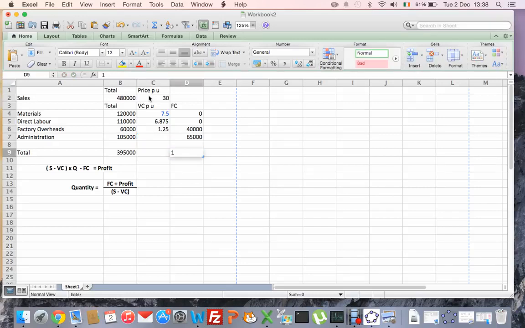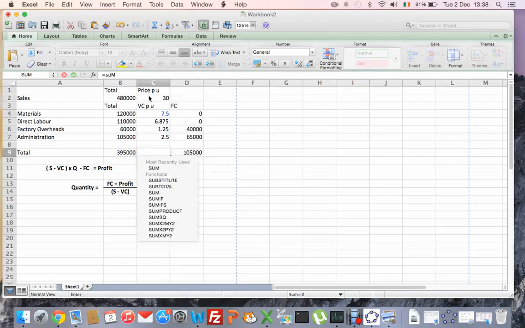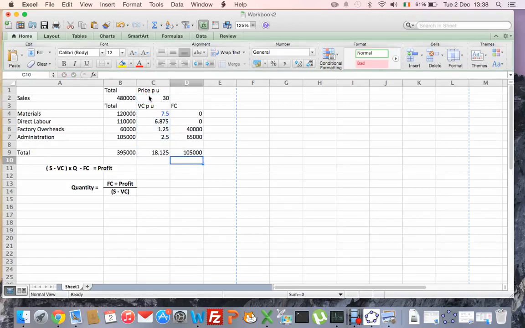So the total fixed then is going to be 105. And 65 taken from 105 means there's 40,000 left, so 40,000. We divide that by the 16,000 we're going to sell, so 2.5 per unit. So the total of all of our variable costs is going to be all of those numbers added together. Okay, and then that's the total of our fixed costs.